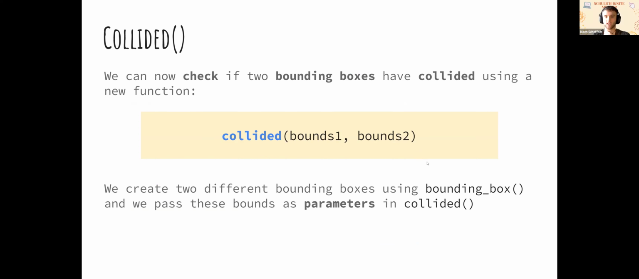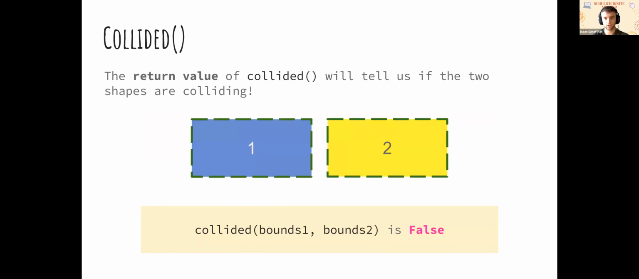Like I said, now we can check if two bounding boxes have collided using a new function called collided, right? Collided takes in two bounding box objects, and it checks if they have at any point collided. I believe it returns a Boolean value, right? So yeah, it does here.